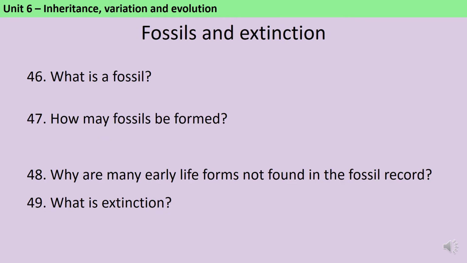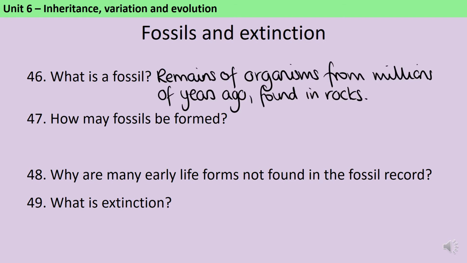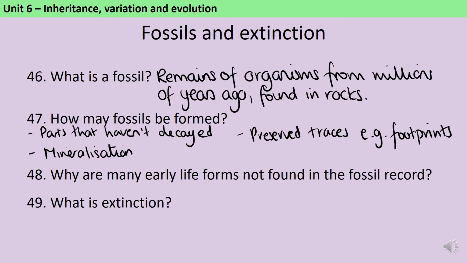Fossils are the remains of organisms which over the course of millions of years have become preserved in rocks. There are a number of different ways in which they can be formed. Firstly, it may be that certain parts of the organism have not decayed. This is often the hard parts like bones and teeth, and it may be that there's been a lack of one of the conditions that's necessary for decay. For instance, there might not have been enough oxygen, or the temperature might have been too low.